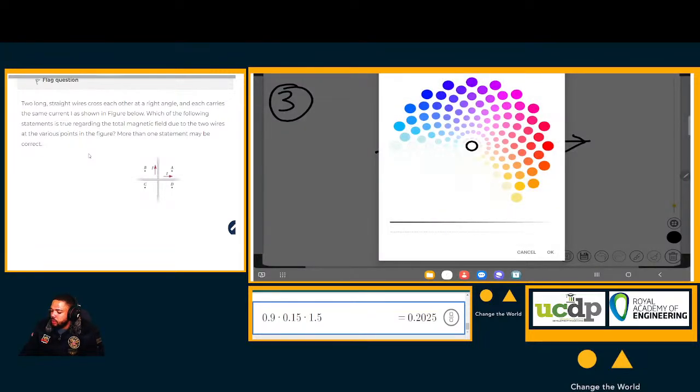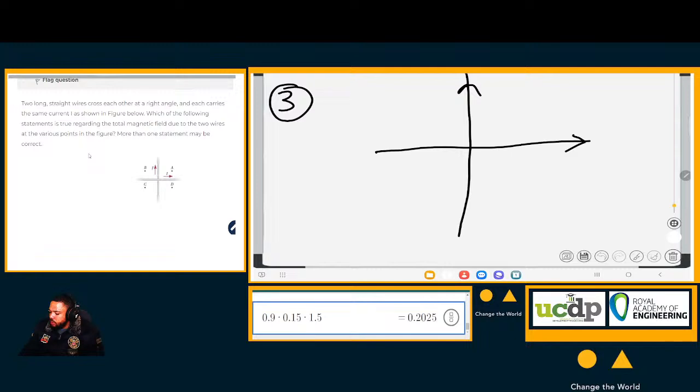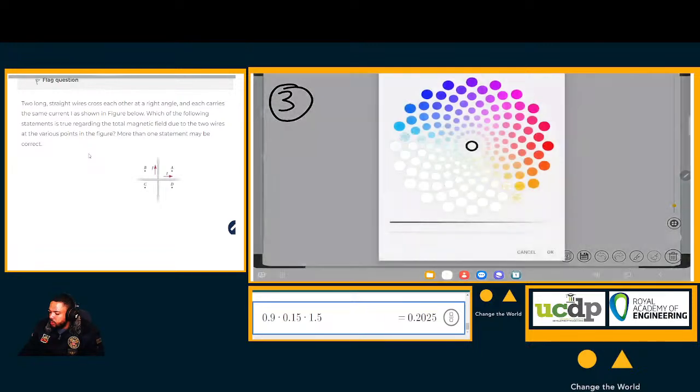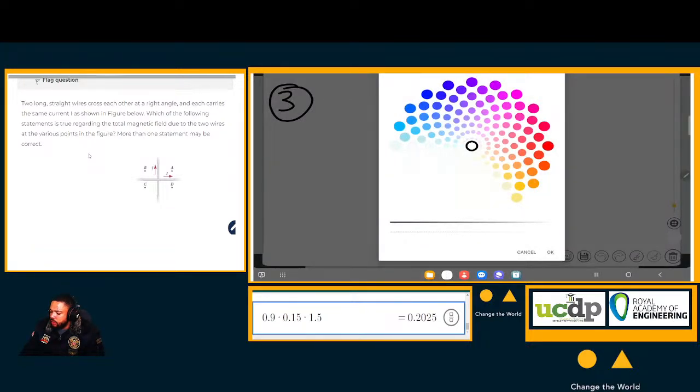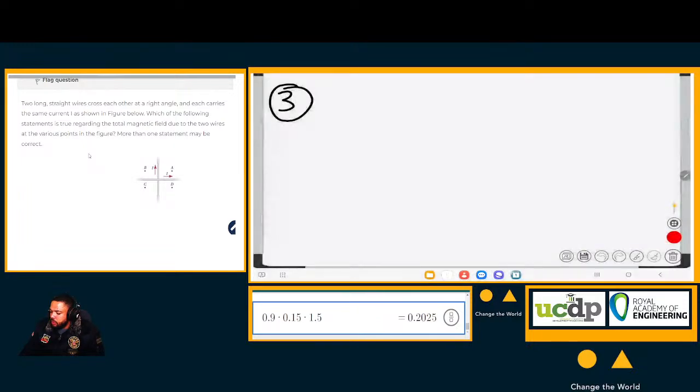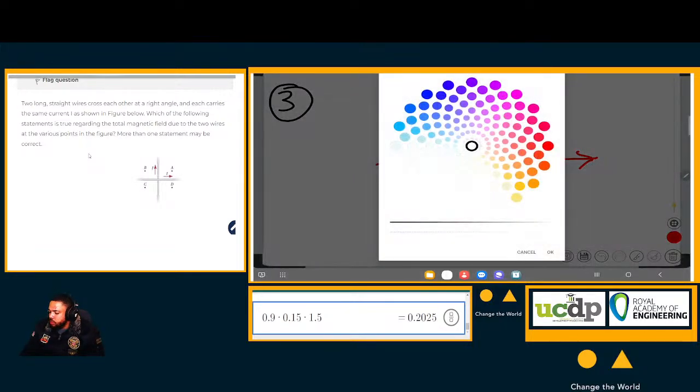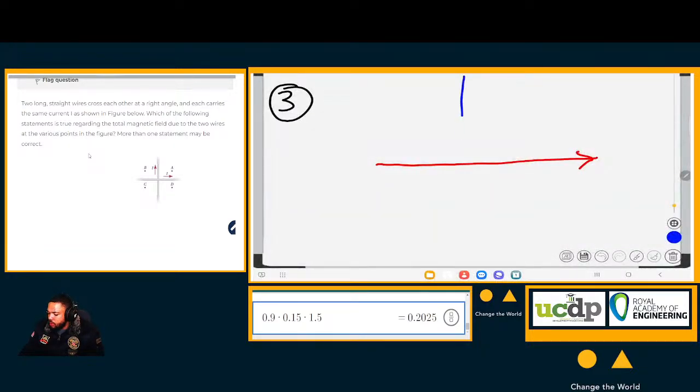Okay, here we have the colors. Let me erase both. Let's take red, so we'll have one of them as red, and let's draw the other one blue. The arrows point in the directions of the currents.